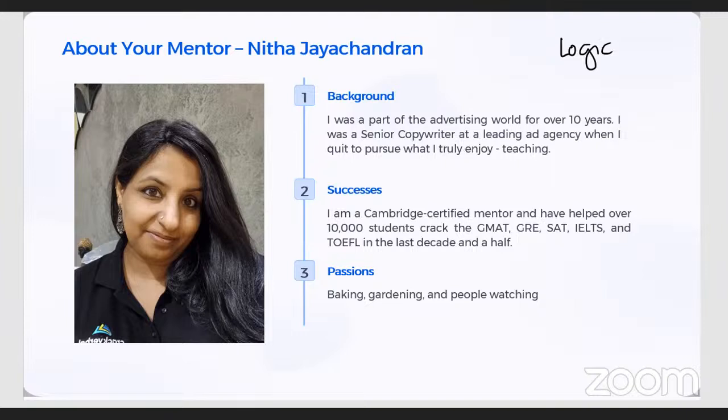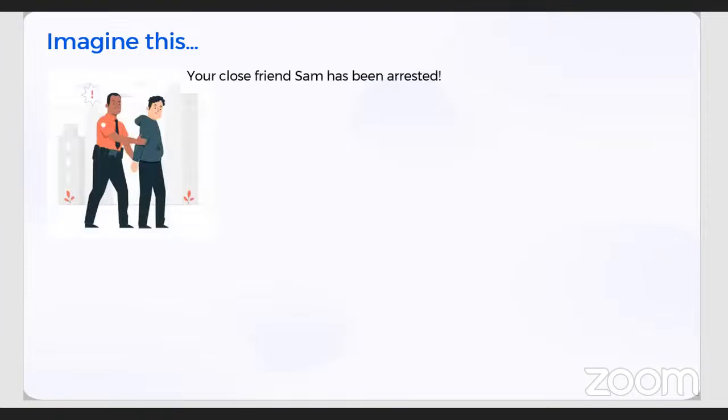I'd like us to just imagine a scenario. Let's say it's about 11 p.m. and you're chilling, you're relaxing, you're watching a movie maybe, and the phone rings. And then you get to know that your close friend Sam has been arrested. You can hear him on the other side say, "Hey, the police have arrested me, and please come and get me." Okay. So what's happening?